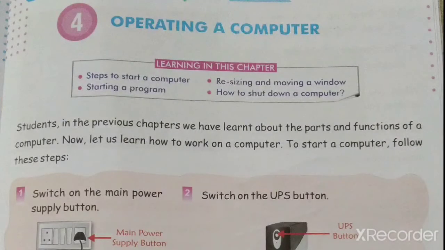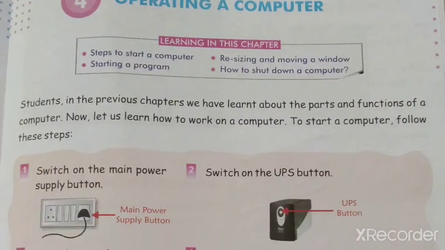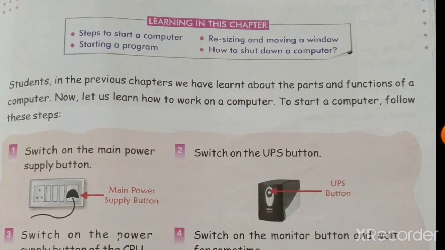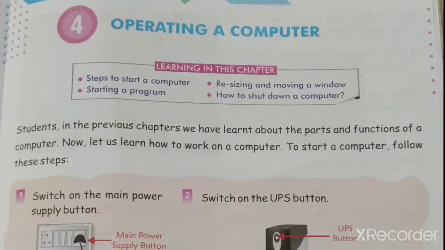So, class 2, last time we finished our chapter 3, right? Today we are going to start a new chapter. As you can see on the screen, the name of the chapter is Operating a Computer. This is your chapter number 4. Everyone, please open your computer book to page number 33. On page 33, as you can see, we have a new chapter, Operating a Computer.